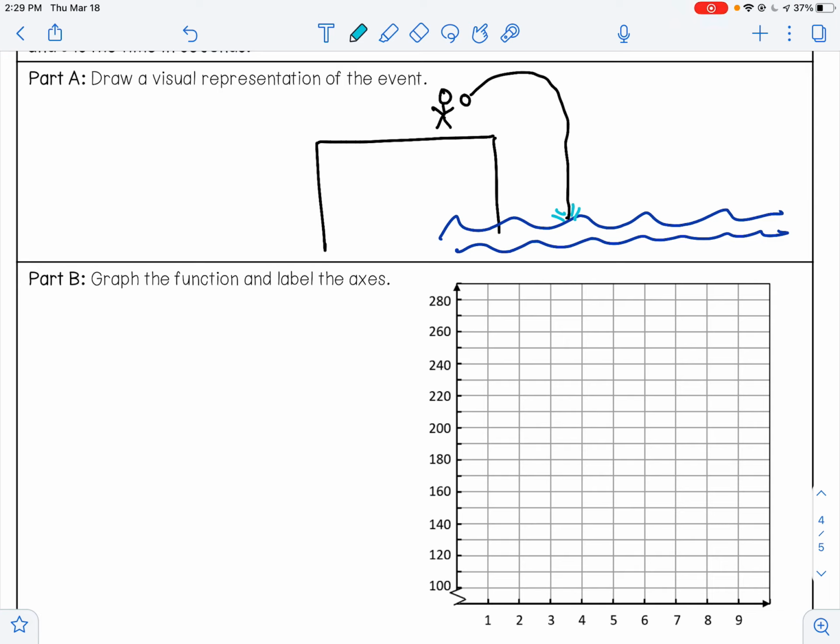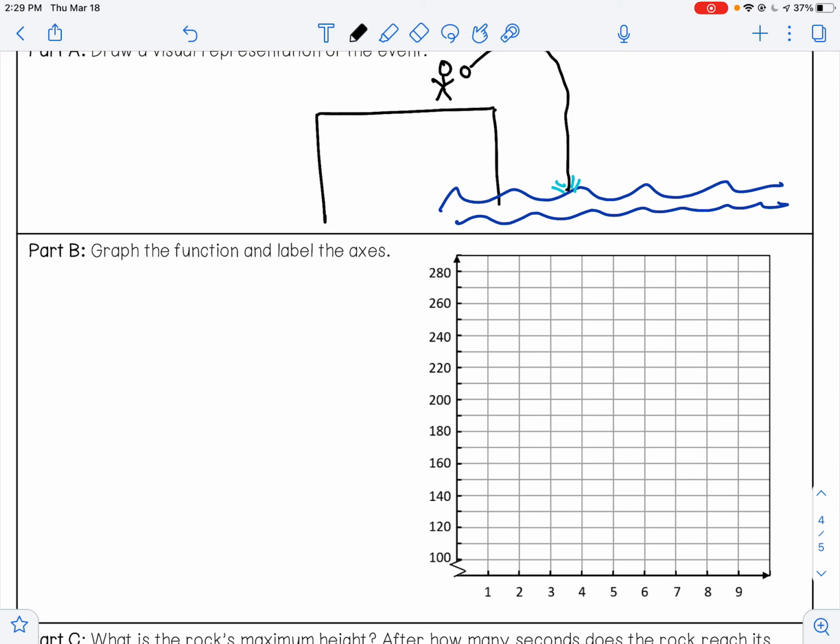Part B, graph the function and label the axes. So here, this is my t-axis. It represents time in seconds, and they tell us that in the problem. Here is h of t, and it represents the height in feet. And again, they tell us that in the problem.